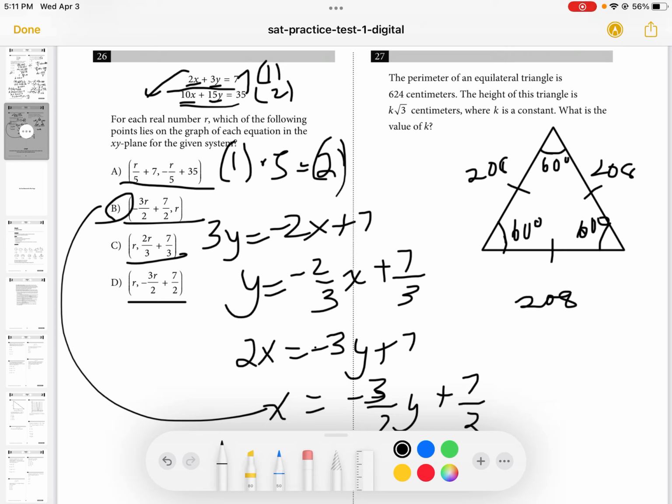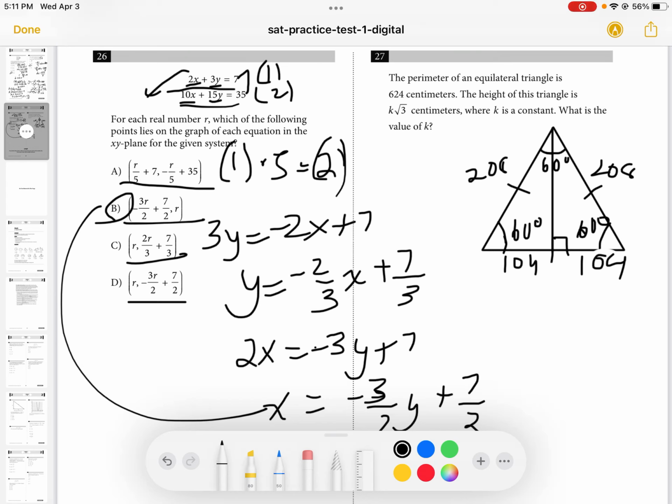What's the value of k? Okay, so all we have to do is just split this triangle. Because it's an equilateral triangle, the altitude will bisect the opposite side in half. So that side will be 104, and then that side will be 104.